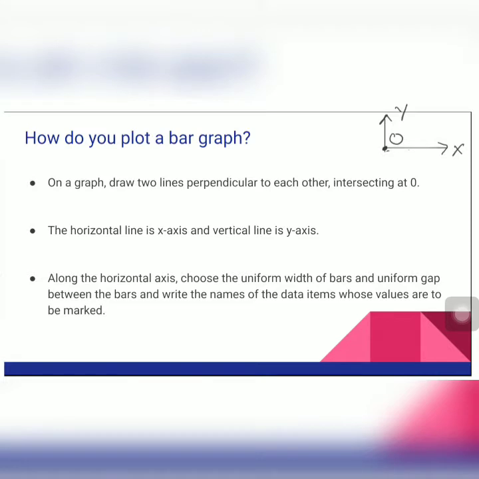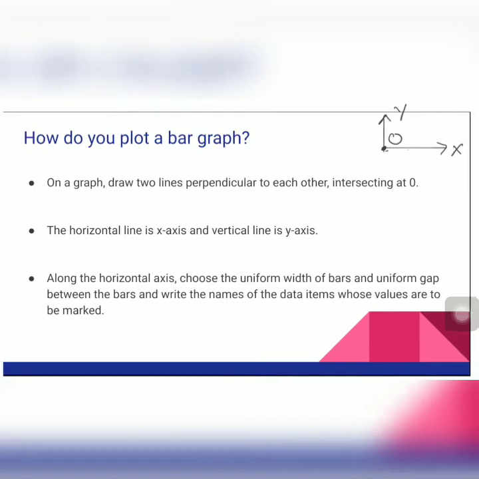We are drawing the bars on the horizontal x-axis. Along the horizontal axis we have to choose the uniform width of bars. The width is fixed, but we have to choose it, and whatever width we have chosen, we have to keep it uniform for all the bars in that particular bar graph. And there should be a uniform gap between the bars, and then we write the names of the data items whose values are to be marked.